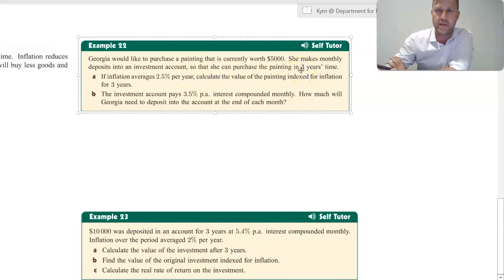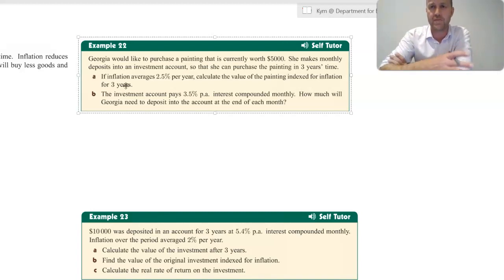Now, with the idea of inflation, we'd expect the value of that painting to actually increase in 3 years' time. So it would cost more than $5,000 in 3 years' time. It says here, if inflation averages 2.5% per year, calculate the value of the painting indexed for inflation for 3 years' time. So she wouldn't actually need to save $5,000. She'd need to save a little bit more, because we'd expect the price of that painting would be more than $5,000 in 3 years' time.